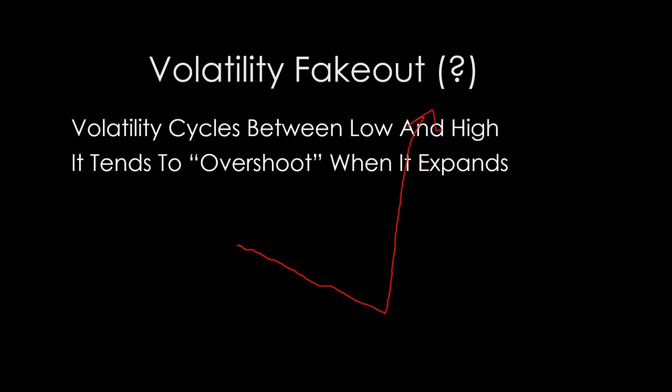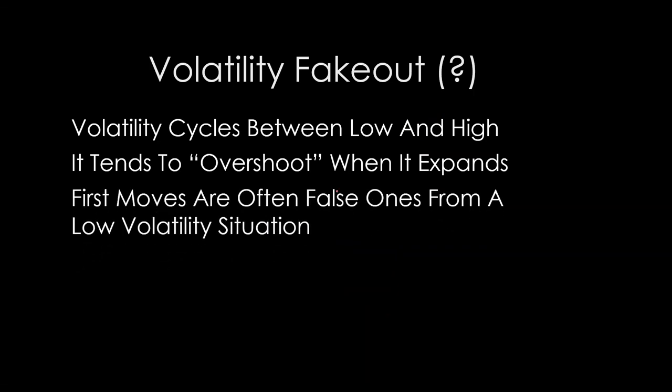Now, this can be used to our advantage, especially if you avoid the false first move and then take the opposite move, which will make sense in a second. It's also an anomaly that occurs in these VIX derivatives, which we'll talk about in a second, and which could get you into a lot of trouble. As I just said, the first moves are often false moves from a low volatility situation.